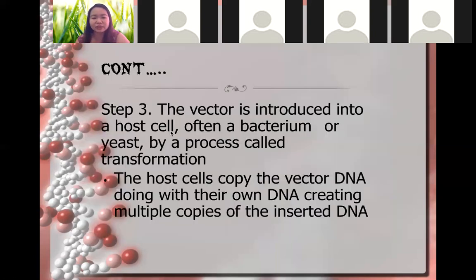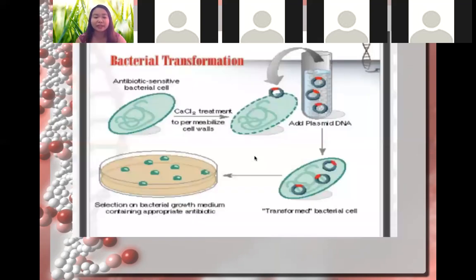The vector is introduced into the host cell, often a bacterium or yeast, by a process called transformation, where the host cells copy the vector DNA along with their own DNA, creating multiple copies of the inserted DNA. So the bacteria and even the yeast, the yeast we actually use for baking, can copy the DNA of your selected DNA.